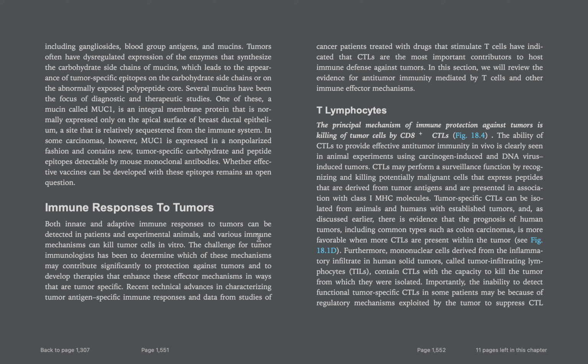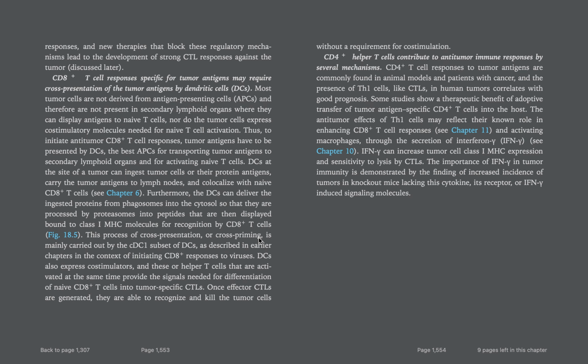Importantly, the inability to detect the function of tumor-specific cytotoxic T lymphocytes in some patients may be because of regulatory mechanisms exploited by tumors to suppress the CTL response. And new therapies that block these regulatory mechanisms lead to the development of strong CTL responses against the tumor, discussed later.